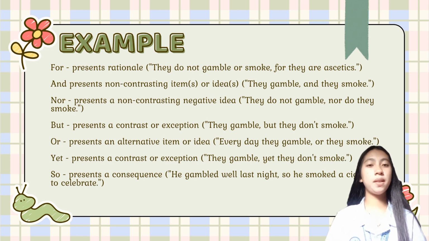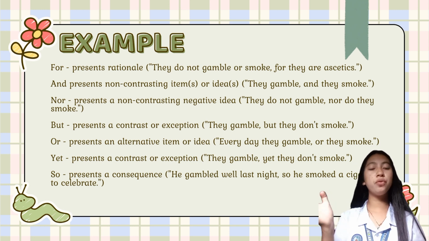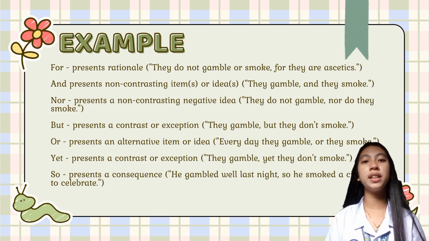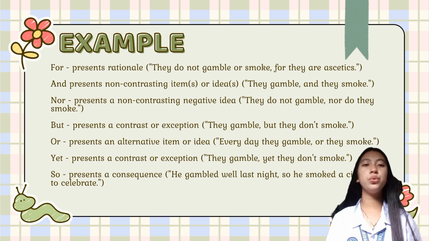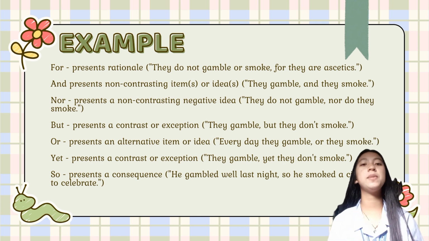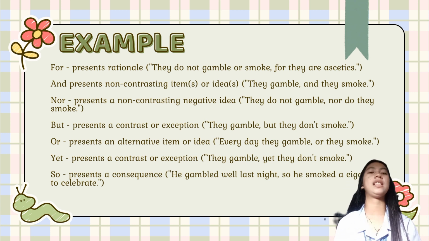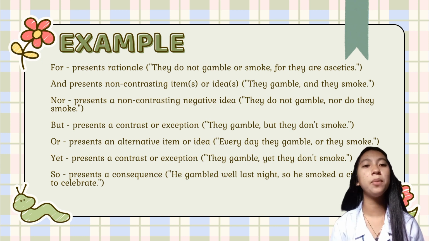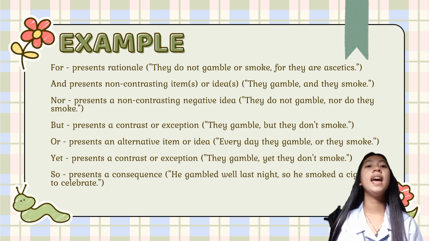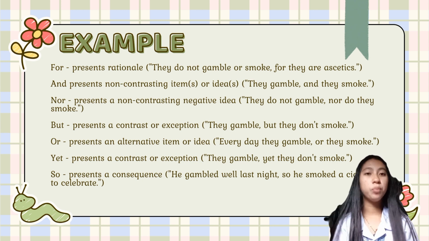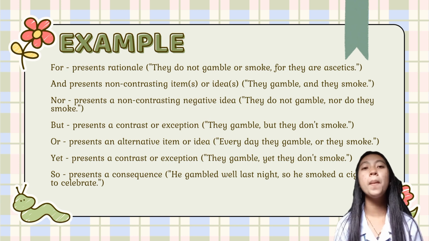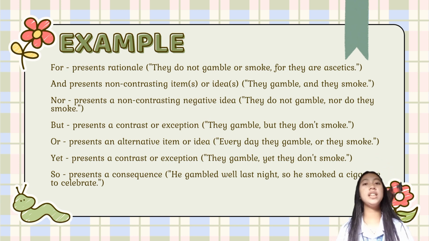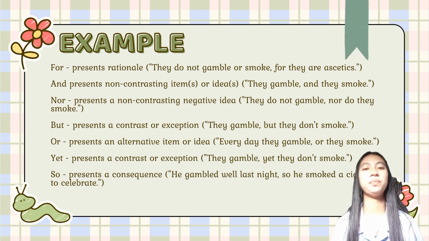So I have here some examples. We use for to present rationale or an explanation. In the example, they do not gamble or smoke, for they are ascetics. For introduces the reason for their abstinence, or their being ascetics. And connects non-contrasting items or ideas. In the sentence, they gamble and they smoke, and simply combines the two actions without indicating a contrast.